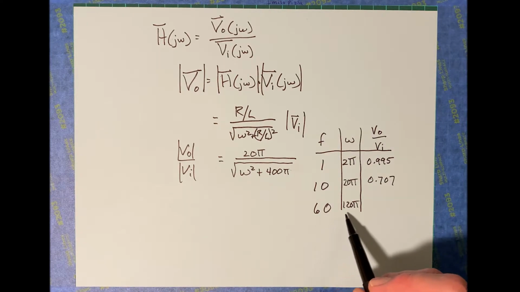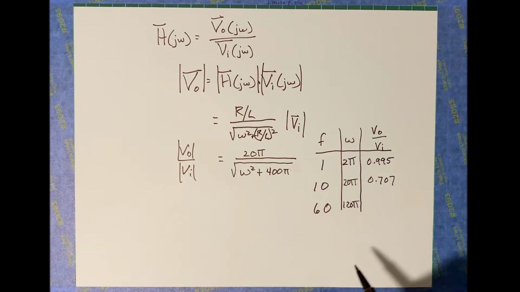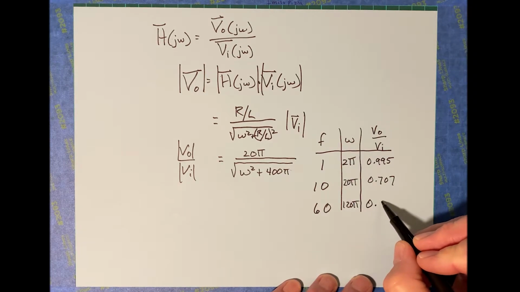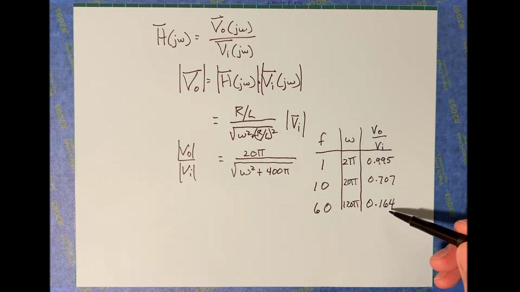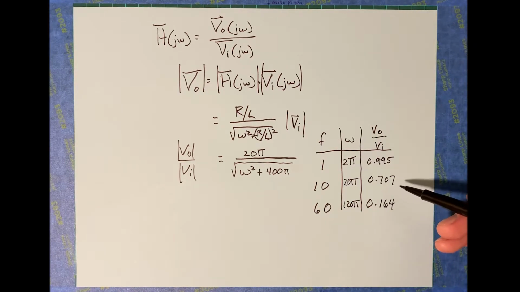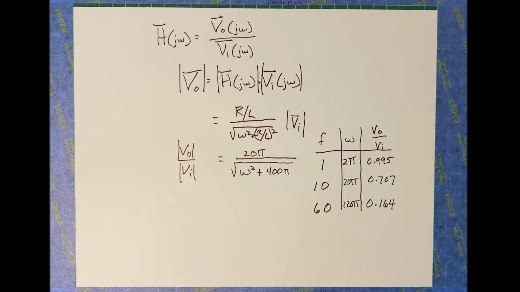If you take 60 hertz, which is 120 pi, plug it in here for omega, and do your calculation, you end up with 0.164. All right, that is only 16.4% of the max, which is below our cutoff level of 3 dB from the max. So we say this has been successfully attenuated, and remember the 60 hertz is where a lot of the noise is from electrical sources. So we have successfully attenuated any of the noise from our device here.